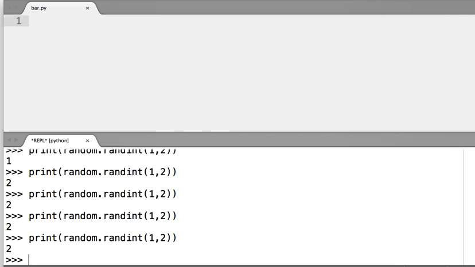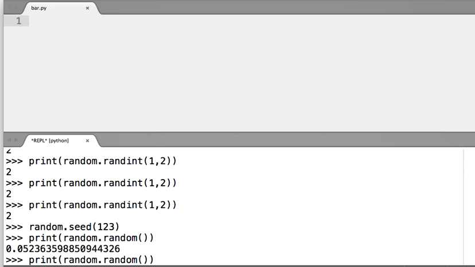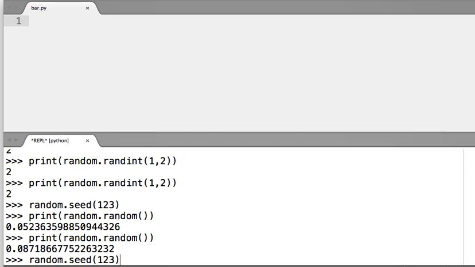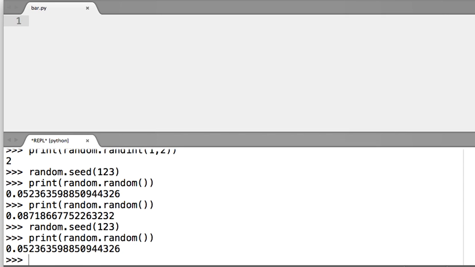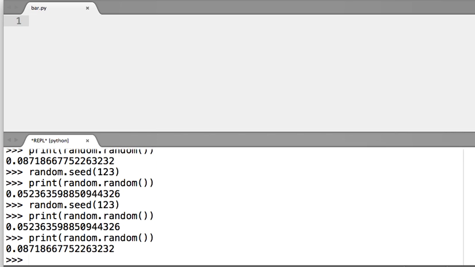Finally, there's this function that you're going to want to know called seed. And you can set the seed. And if you do that, the sequence that you get will be the same each time. So 0.0523, 0.087. Now if I go back and set the seed again, notice we get the same exact ones after, same exact ones after that. So seed is very handy when you're debugging programs that include random number generation, because otherwise each time you run it, you're going to get different results.